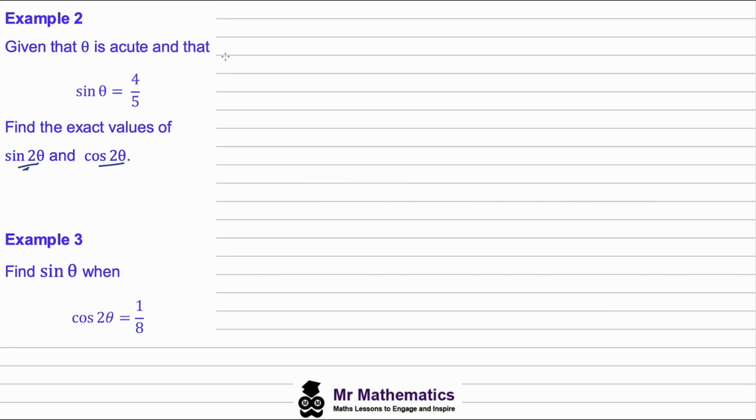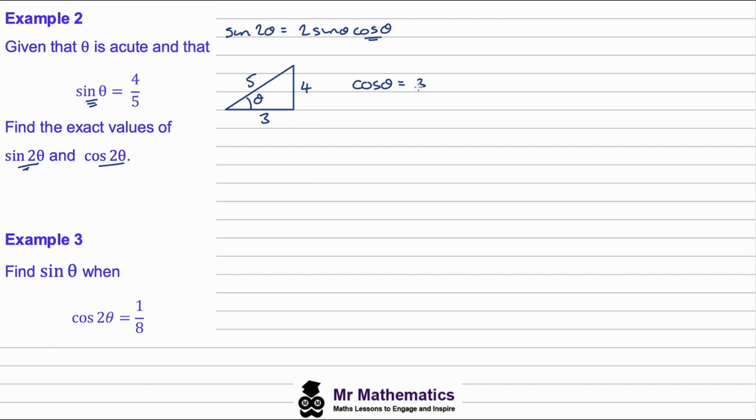So if we begin with this one, using the double angle formula, this will be 2 sine theta cos theta. The problem we have now is that we don't know cos theta, we only know the sine. But we know sine is the opposite divided by the hypotenuse. So if this is the angle theta, and this is the opposite length, this will be 4. The hypotenuse will be the denominator of 5. So using Pythagoras' theorem, the adjacent length will be 3.